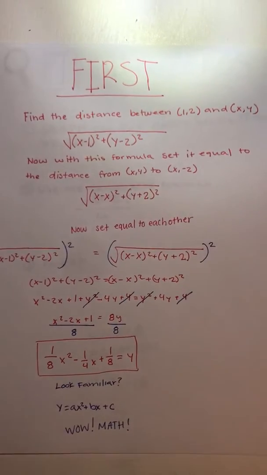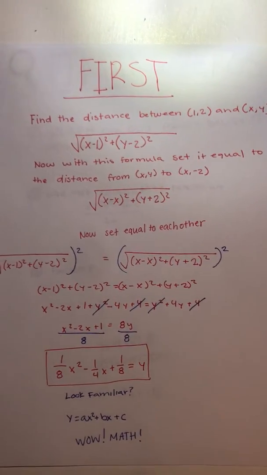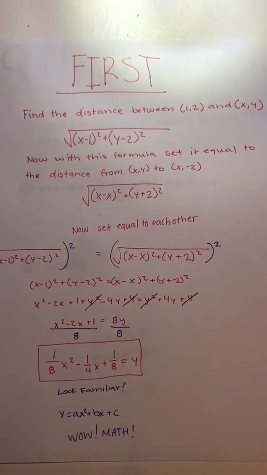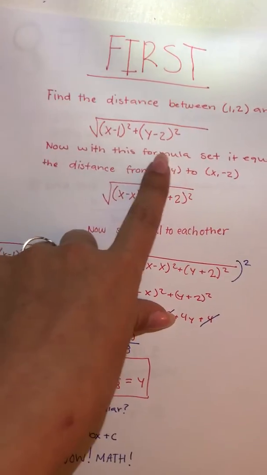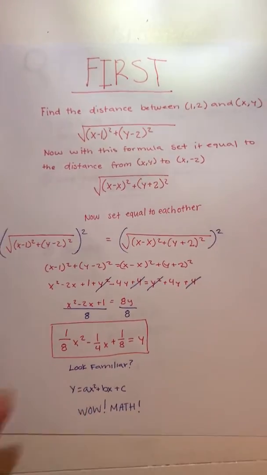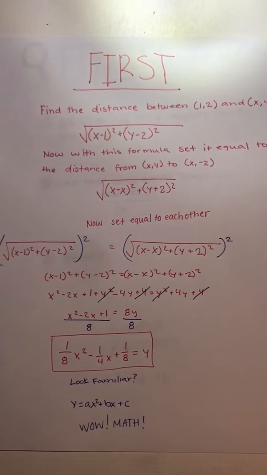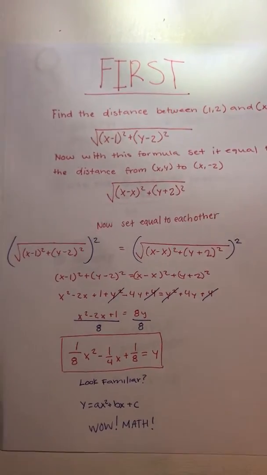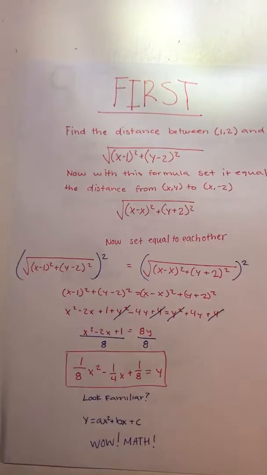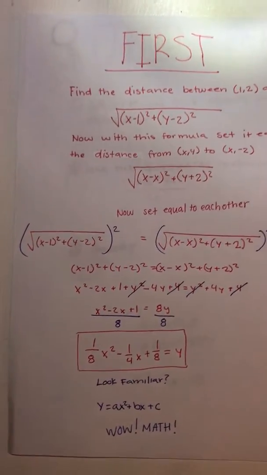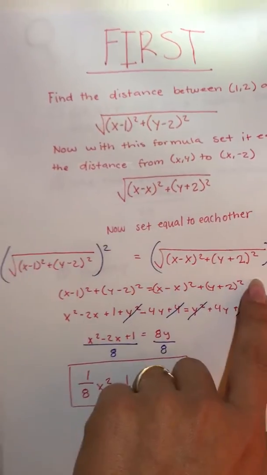So first, we're going to need to find the distance between (1, 2) and (x, y). And we get this formula here. Then we're going to have to find the distance from (x, y) to (x, -2). And we get this formula here. Now we set them equal to each other, and we get this equation here.